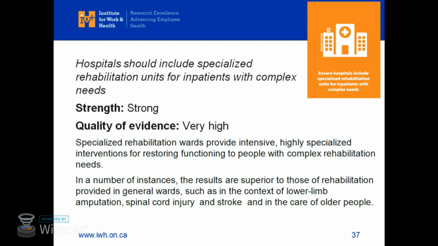But they say that in some instances, the results are superior to those provided in general wards. So if you don't have a specialized unit, it's better to treat them in the general ward, like a neurology ward or orthopedic ward. But in the context of lower limb, if they have an amputation, spinal cord injury, stroke, or the care for elderly people, ideally specialized units are better than general wards. So the idea is we give them the evidence, what's best. And the WHO will help them to put these recommendations into practice.